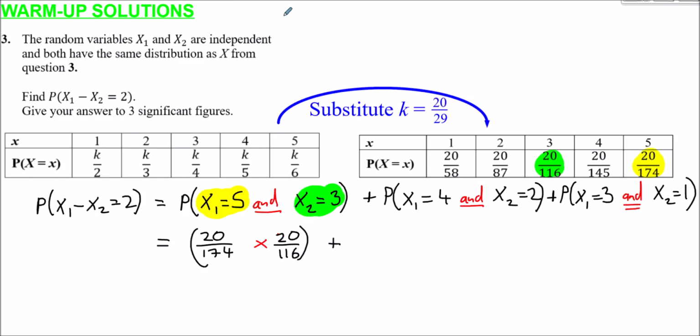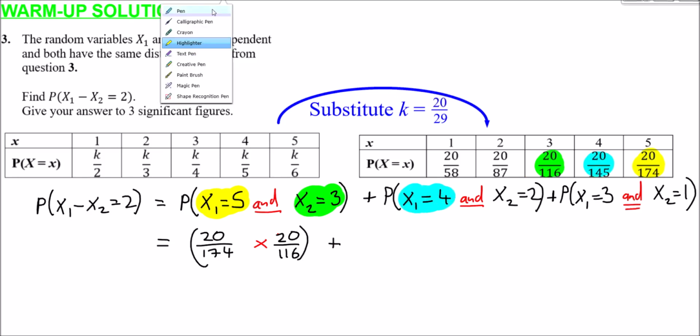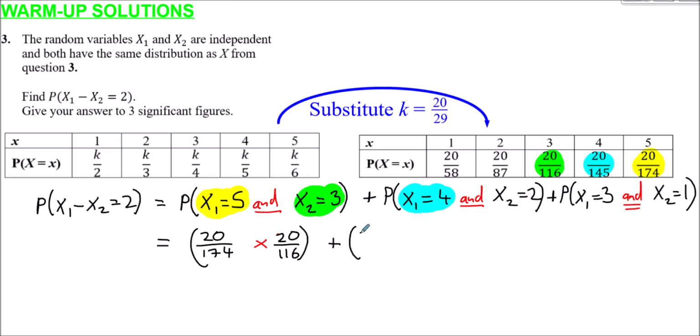Or it could be that the first observation is 4. That's got a chance of 20 over 145. So I can multiply that by the probability that the second observation is actually 2, which is this probability, 20 over 87.